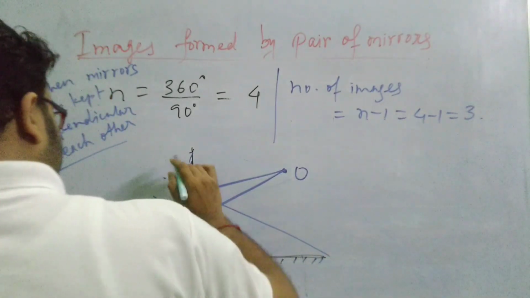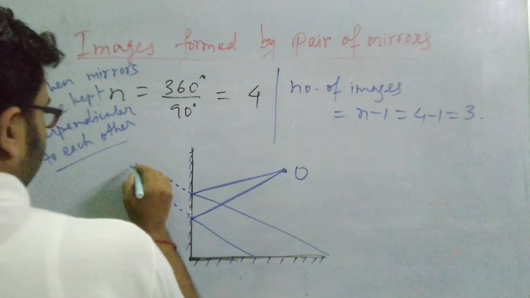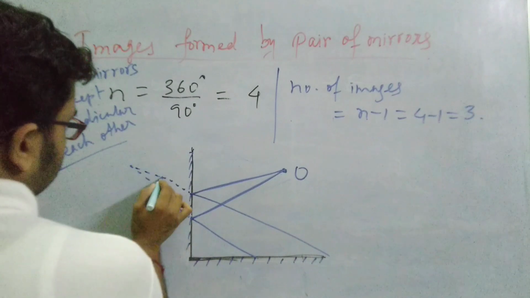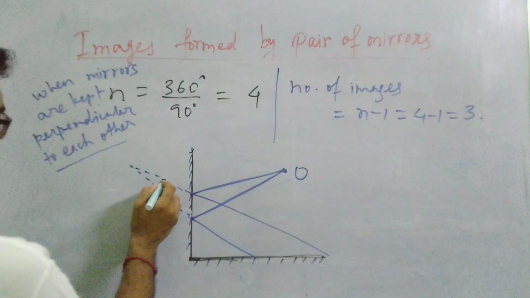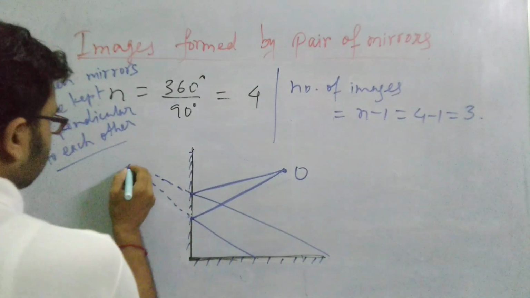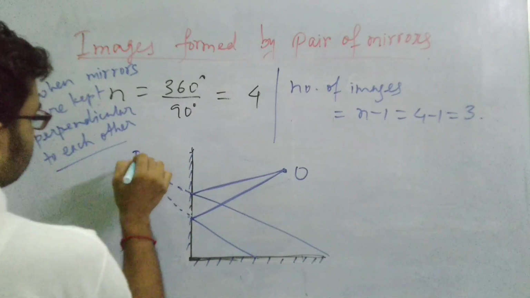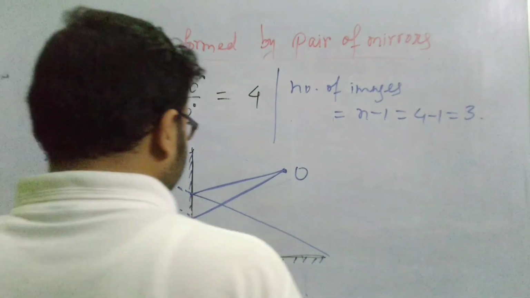So if we trace this back, you will be getting something like this. In this way, the first image is found. This first image I1 is actually acting as the object for the second mirror. Again, the light rays are also getting reflected from the second mirror, isn't it?